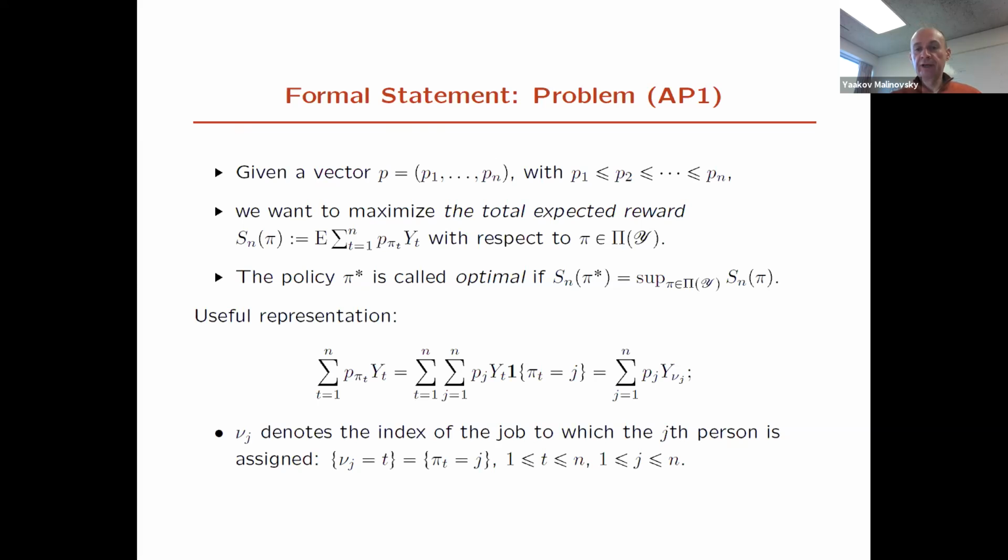We're going to call this problem assignment problem AP1, because it's a fixed horizon, fixed number of jobs. And because the values of p are available, we can assume that p1 to pn are located in increasing order. It's without loss of generality. We're looking to maximize the expected reward, which we're going to call S_n(pi), and looking for the optimal assignment policy pi star.